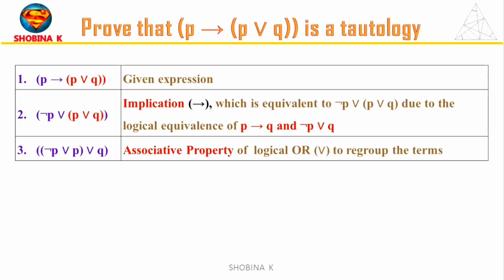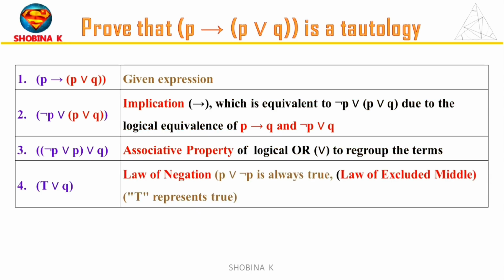And the magic happens with the associative property. It enables us to shift the parentheses, leading to the expression not P or P or Q. This rearrangement does not change the logical relationship of the terms. It simply helps us to simplify the expression for the next step of our proof.